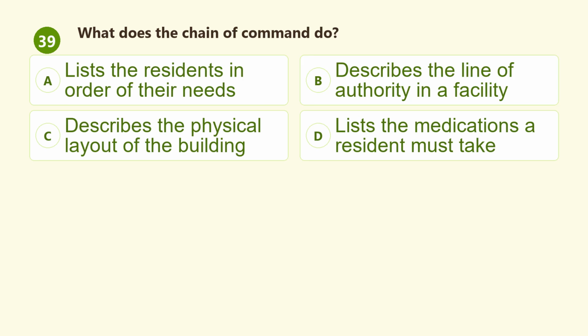Question 39. What does the chain of command do? Option A, lists the residents in order of their needs. Option B, describes the line of authority in a facility. Option C, describes the physical layout of the building. Option D, lists the medications a resident must take.